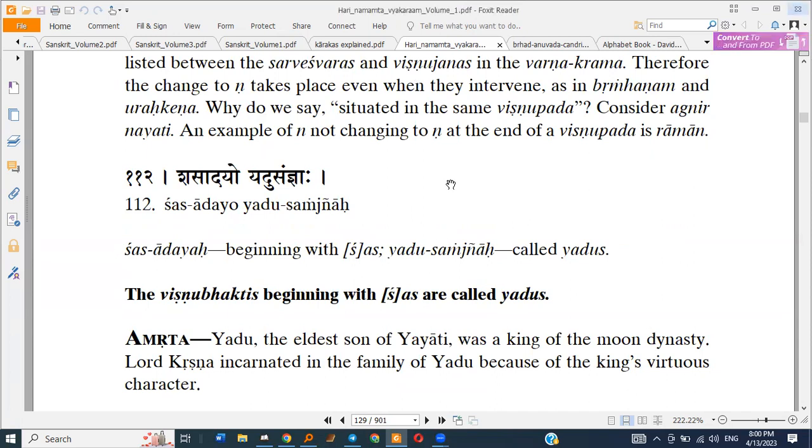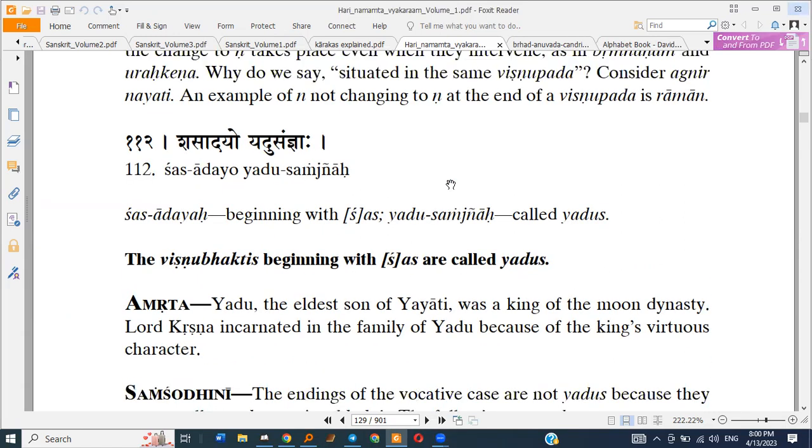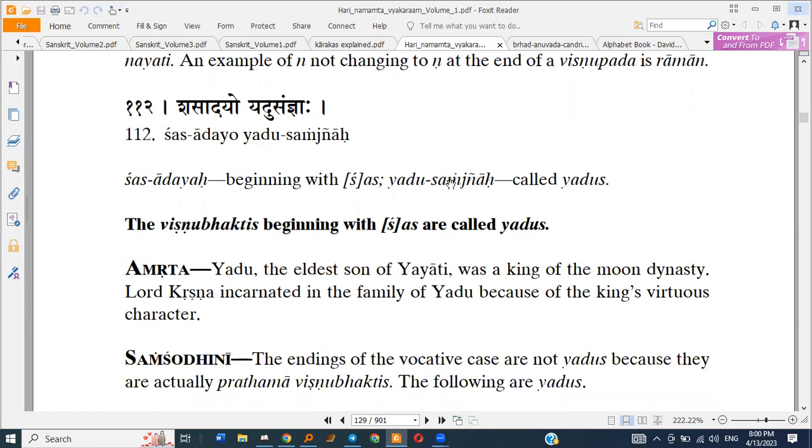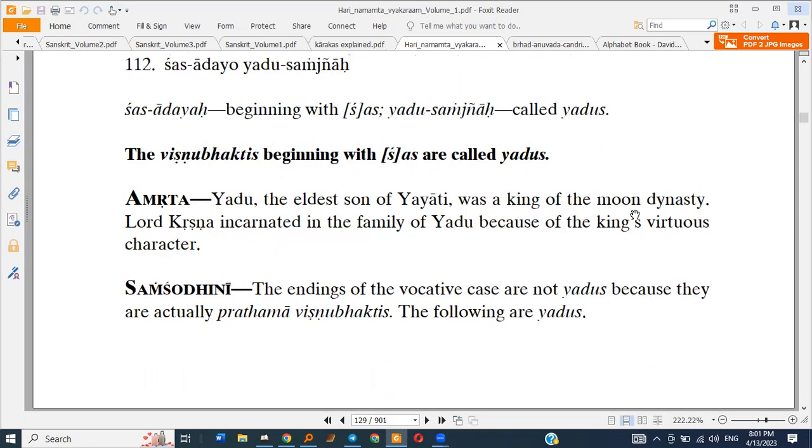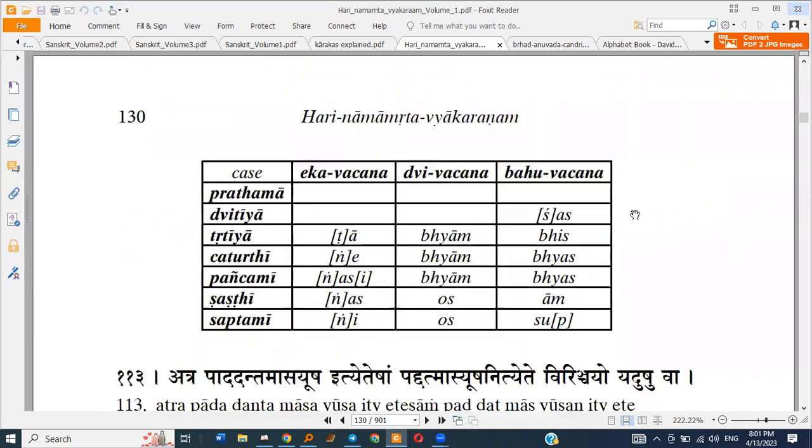Then the next sutra is Shasadayo Yadu Sanyah. The Vishnu Bhaktis beginning with Shas are called Yadus. So the Vishnu Bhaktis, the pratyas, the suffixes beginning from 2.3 Shas onwards, all of them, are called Yadus. So this is also a Sangya Sutra, a definitive sutra terminology. Okay, Shas onwards, they are called Yadus. All of them.